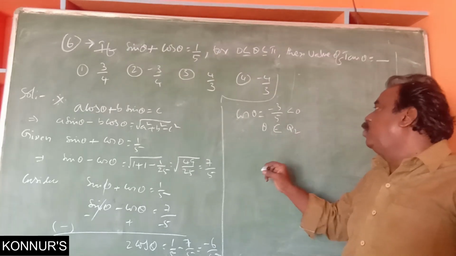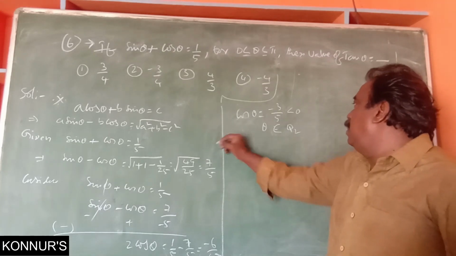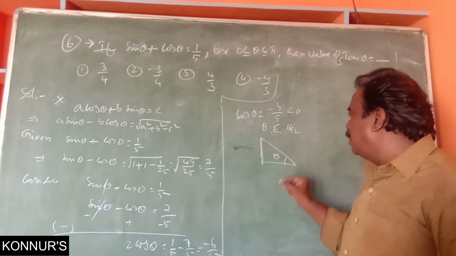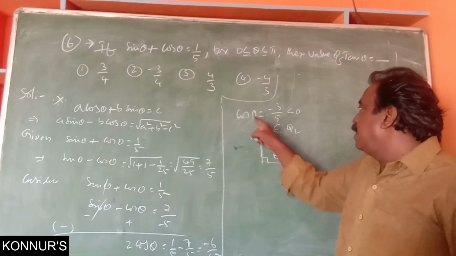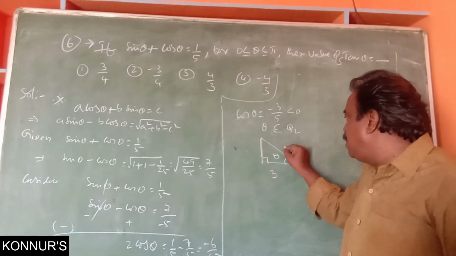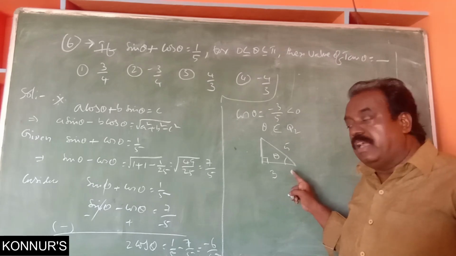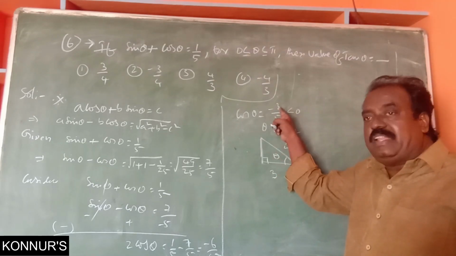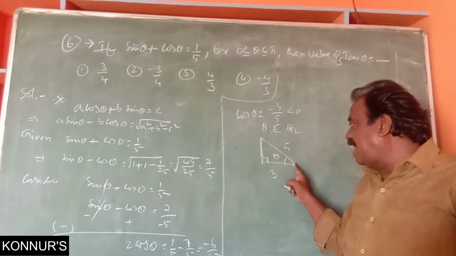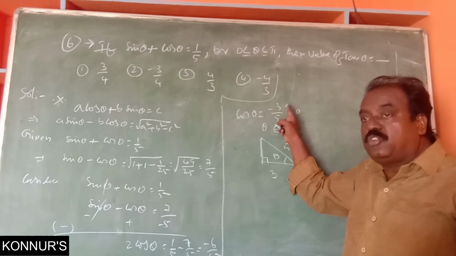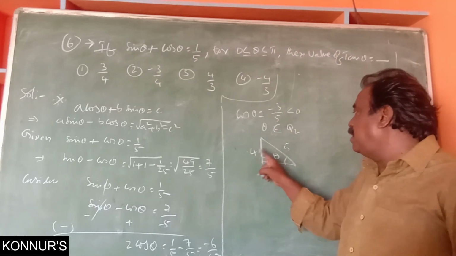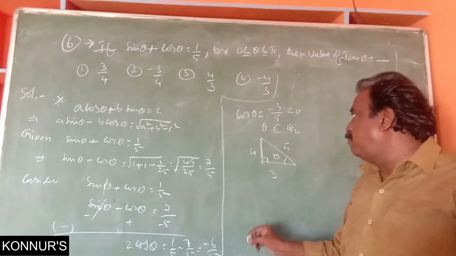It is only Q2. Therefore, I want to draw the right angle triangle. Cos theta is adjacent side by hypotenuse. It is 3 and 5. Here cos theta means minus 3, but don't write minus 3. Why? Because here it is the side length, and length is always positive. The other side is 4, by using the Pythagoras theorem.